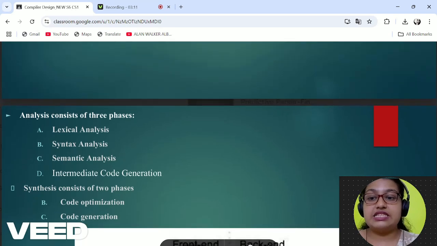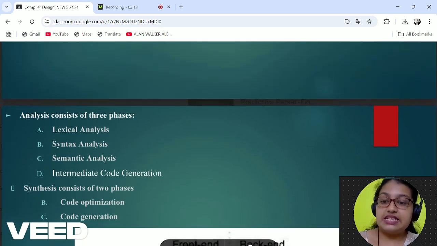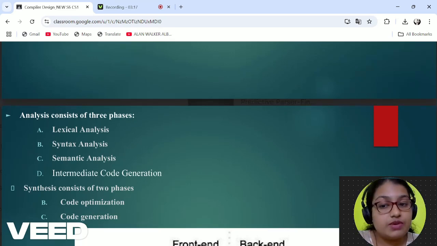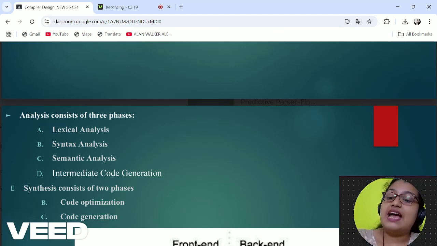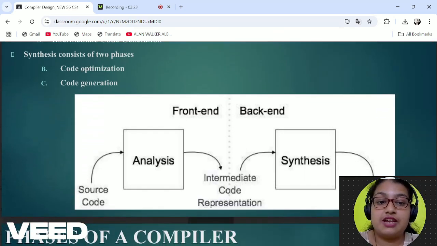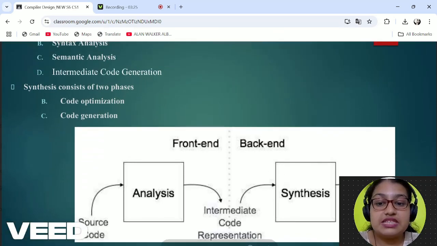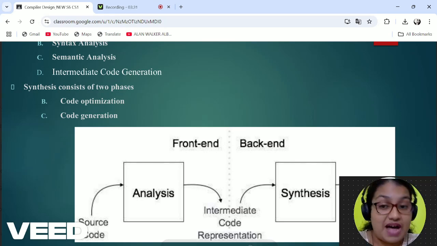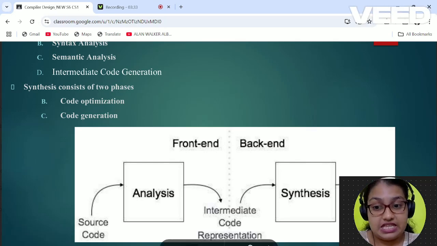So the compilation has two parts: analysis and synthesis. In analysis it has three phases: lexical analysis, syntax analysis and semantic analysis. Then we have the intermediate code generation. And in the synthesis part we have two phases: code optimization and code generator. So this is the figure. We have the analysis phase which is in the front end and the synthesis phase which is in the back end.